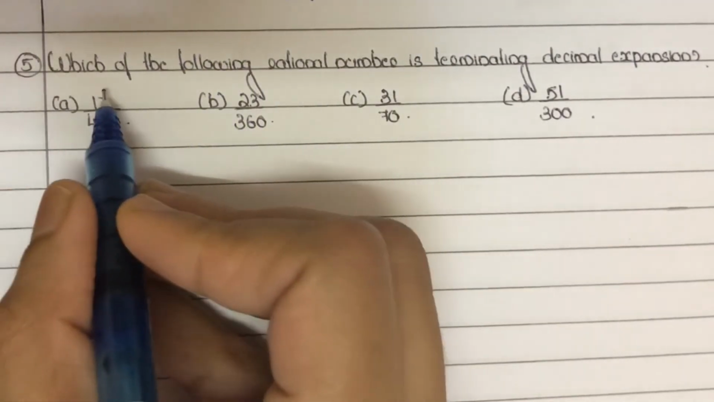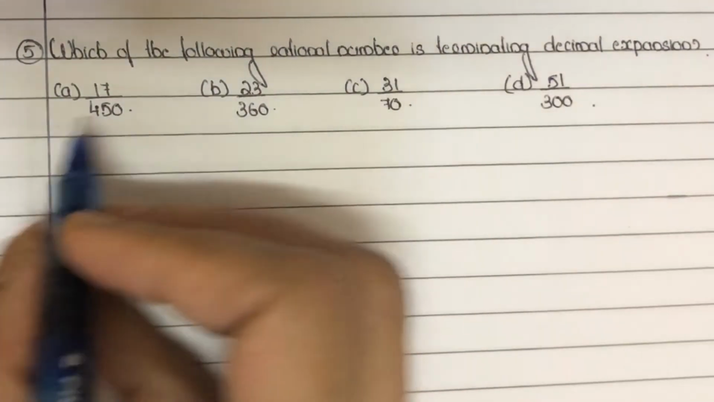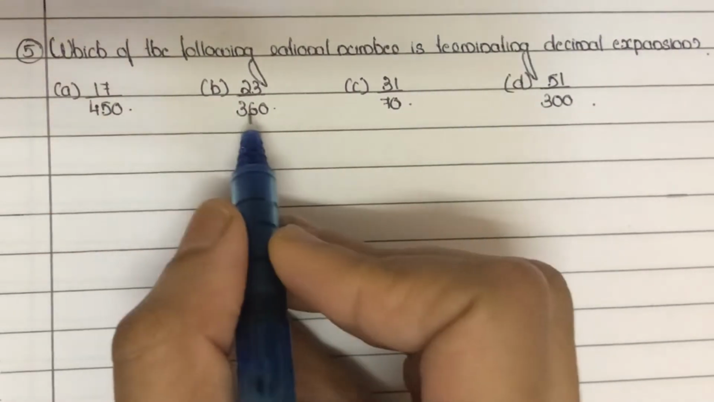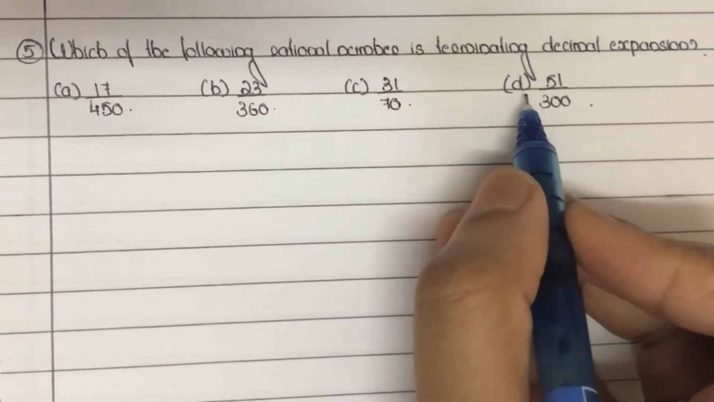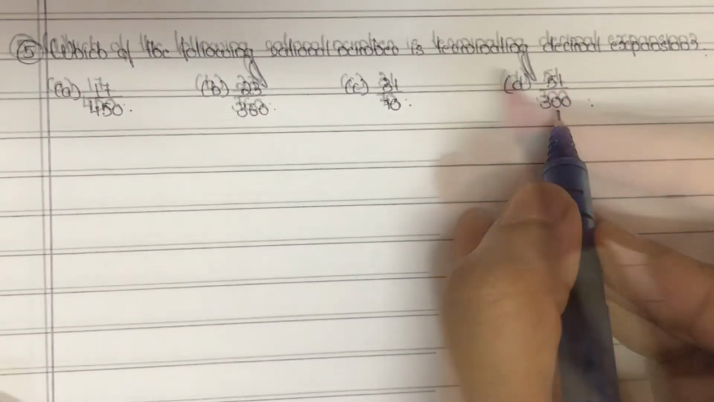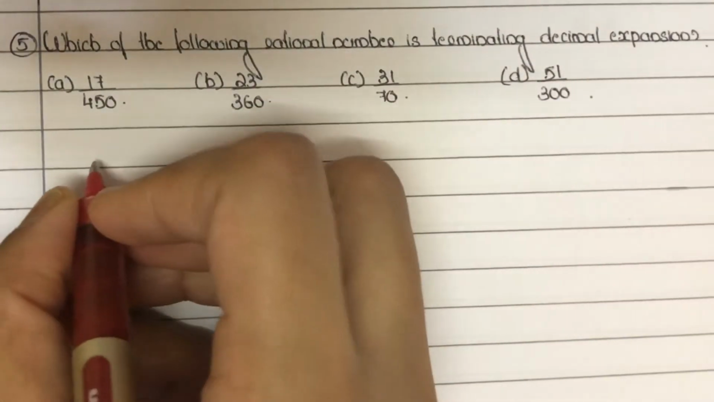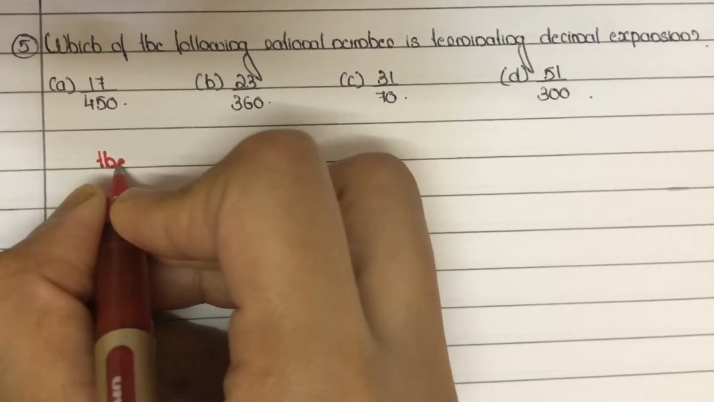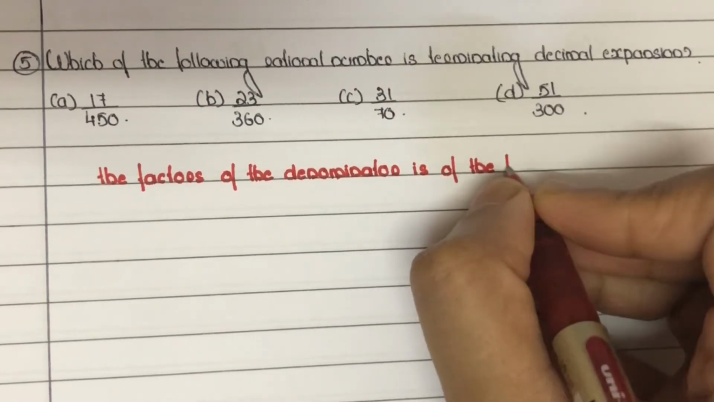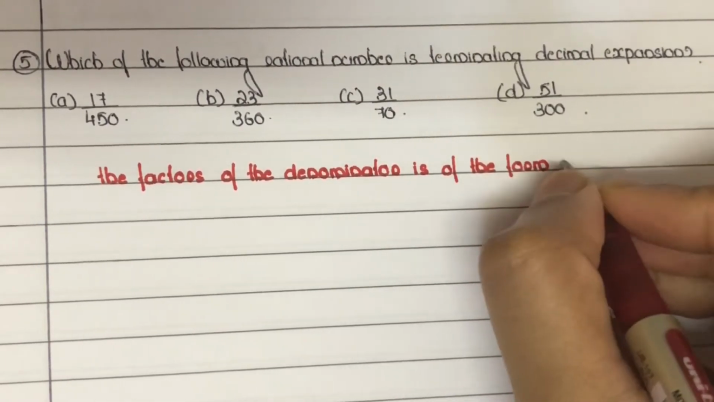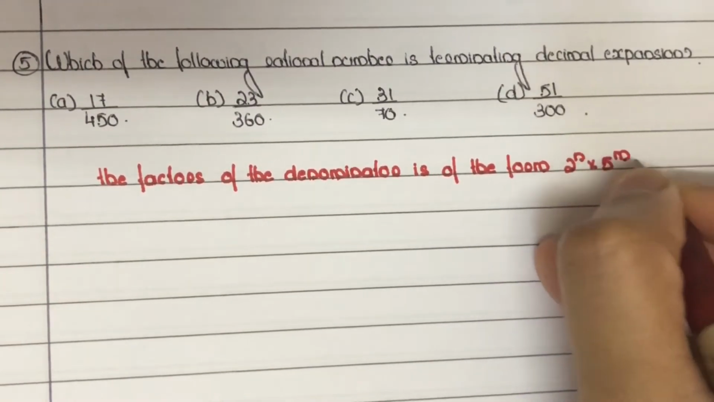Question number 5. Which of the following rational numbers has a terminating decimal expansion? Option A 17 by 450, option B 23 by 360, option C 31 by 70, option D 51 by 300. What is the condition for terminating decimal expansion? The prime factors of the denominator must be of the form 2 raised to n into 5 raised to m.